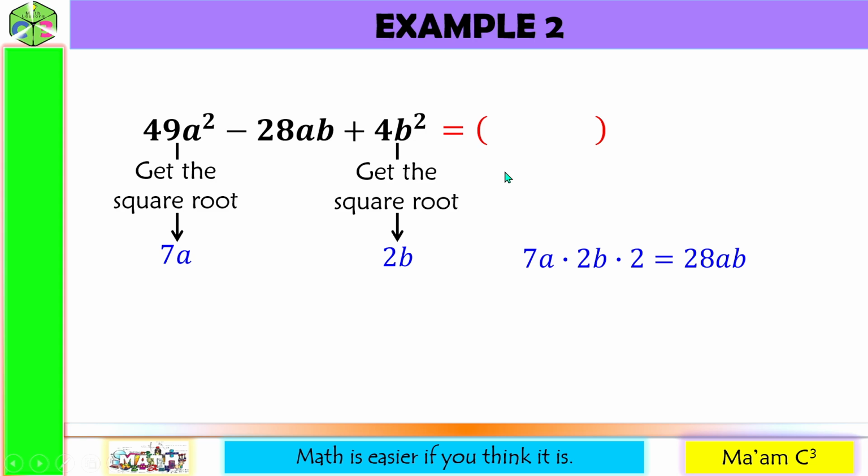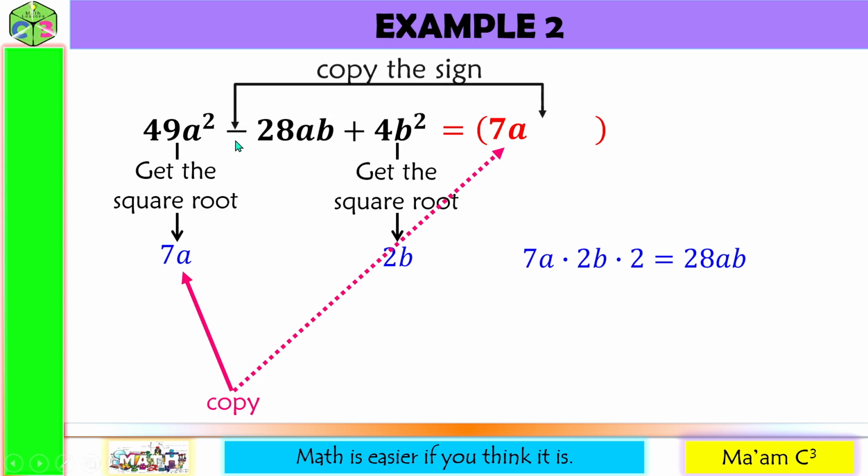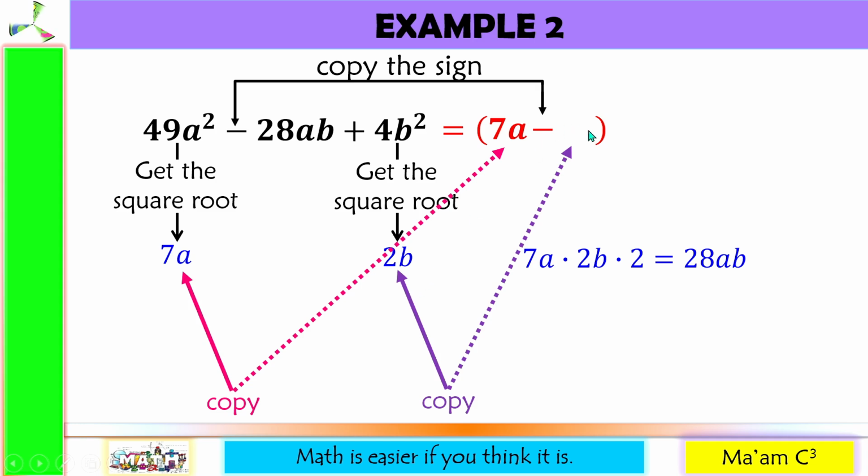For the factors, let us copy 7a as the first term of the binomial. Copy the sign of the middle term, so this is minus, and then copy 2b for the second term of the binomial. And finally, let us raise this to the second power. Factors of 49a squared minus 28ab plus 4b squared.